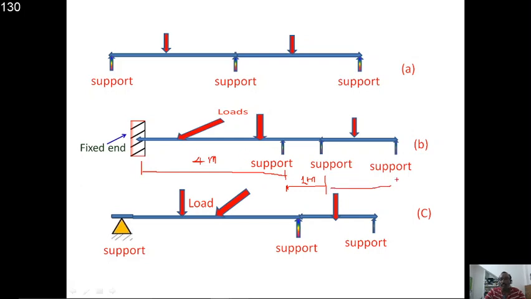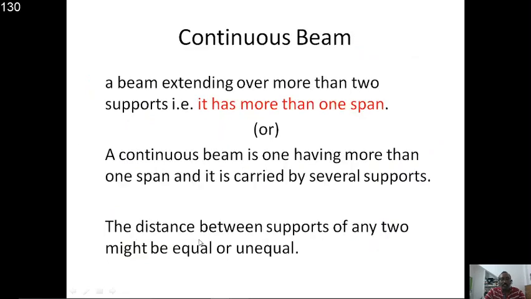For this span it might be 2.5 meters. So this is the situation, the spans can be unequal. What it is saying is that the spans will be unequal, even then, if the number of supports is more than 2, it is a continuous beam. So that is what it is saying, that the spans might be equal or unequal.